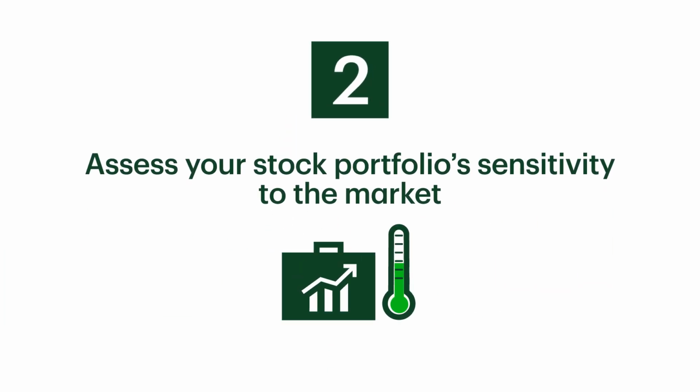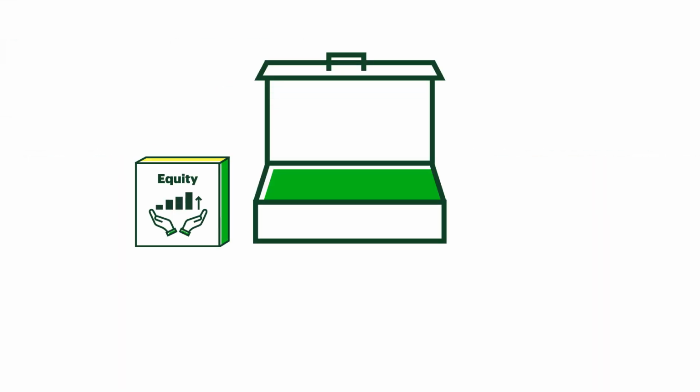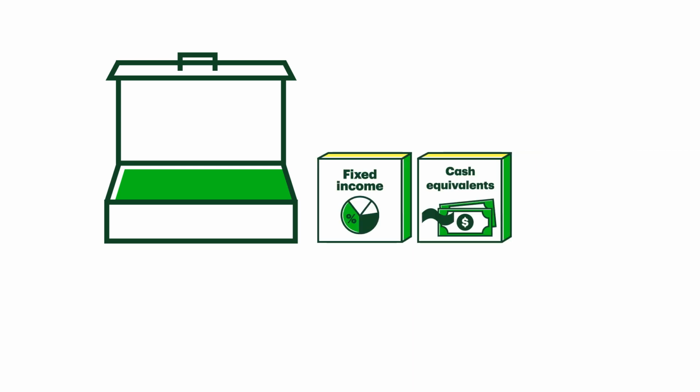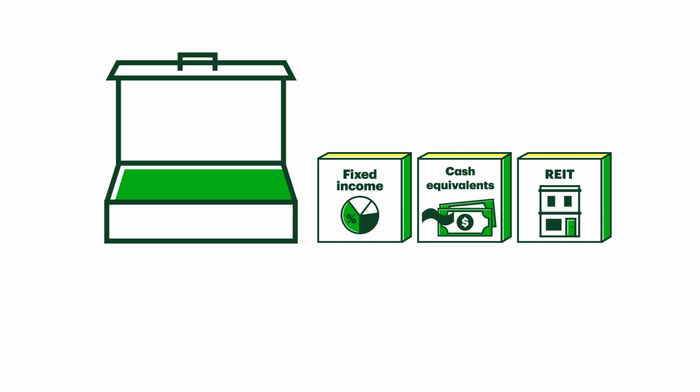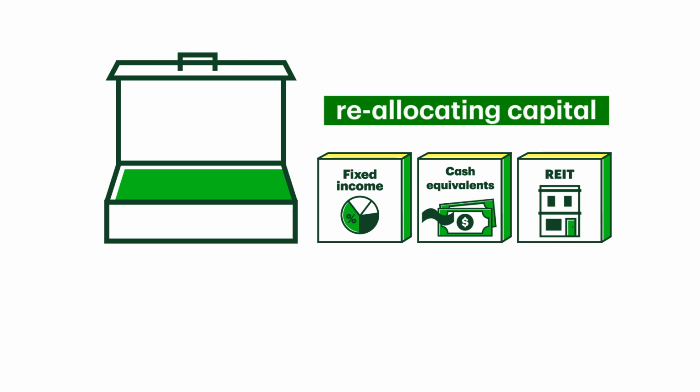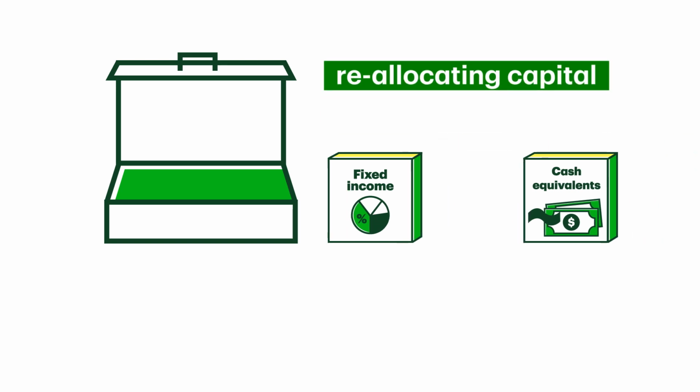Assess your stock portfolio's sensitivity to the market. A stock market correction usually has the biggest impact on the equity portion of a portfolio. Some investors prepare for a correction by selling some of their equities and buying other asset classes, like fixed income, cash equivalents, or other non-traditional investments. This is called reallocating capital. Other investors may want to remain involved in the equity market. This is because, historically, some equities have outperformed the market during a pullback, while others underperformed.